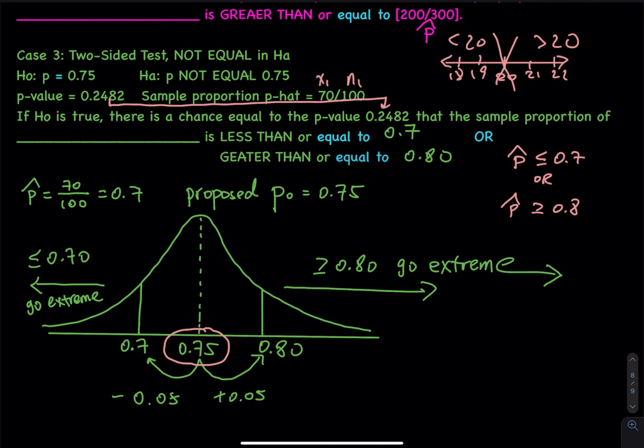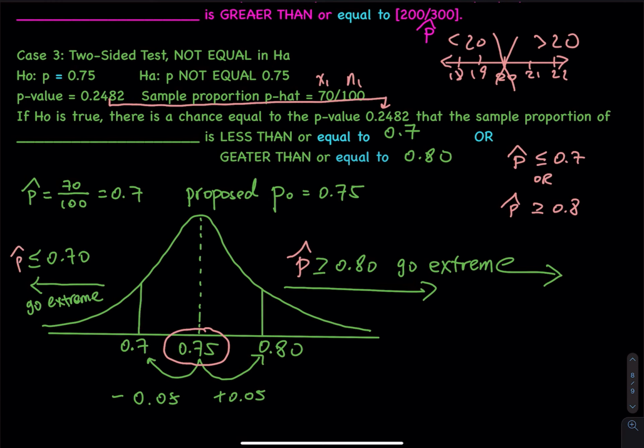So that is how you take one step to the left. And since you take one step to the left by subtracting 0.05, when you take another step to the right, you have to add 0.05, right? So 0.75 plus 0.05 is equal to 0.80. So 75 plus 5 is equal to 80. So that's how I got the 0.7 and the 0.80. So if you take a look at the arrow, the p hat is either greater than or equal to 0.8 or less than or equal to 0.7.